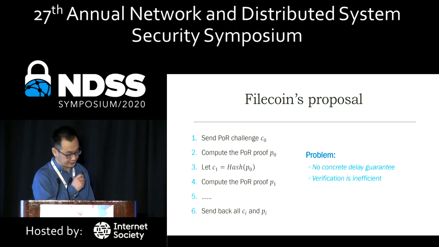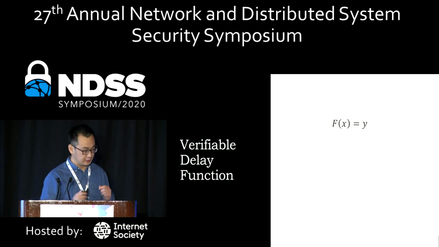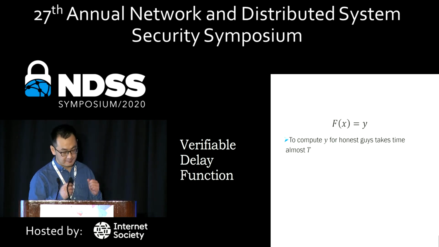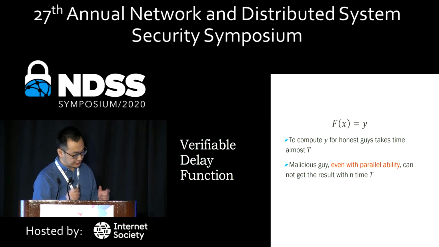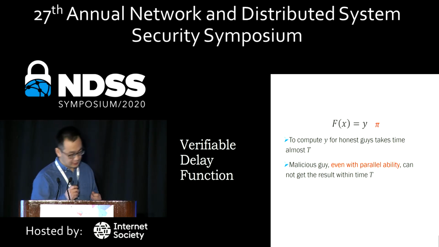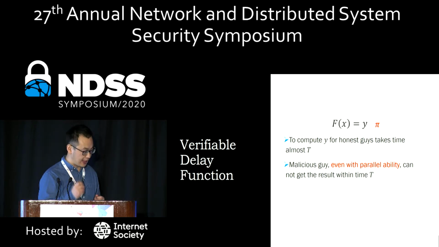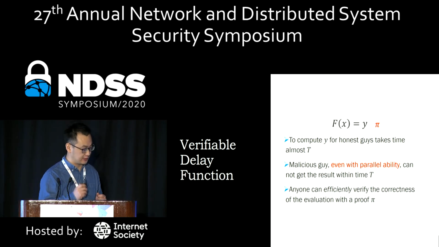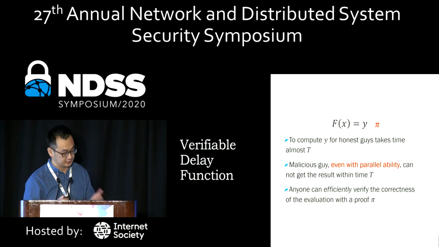So what's our idea? We involve a tool called a verifiable delay function. In general, a verifiable delay function is a function whose evaluation costs everyone at least time t. That means even a malicious party, even with unbounded parallel ability, cannot get the result within time t. That means a delay is guaranteed. Also, there is a very succinct proof pi, and using the succinct proof pi, anyone can verify the evaluation of the function. And the verification does not cost delay.